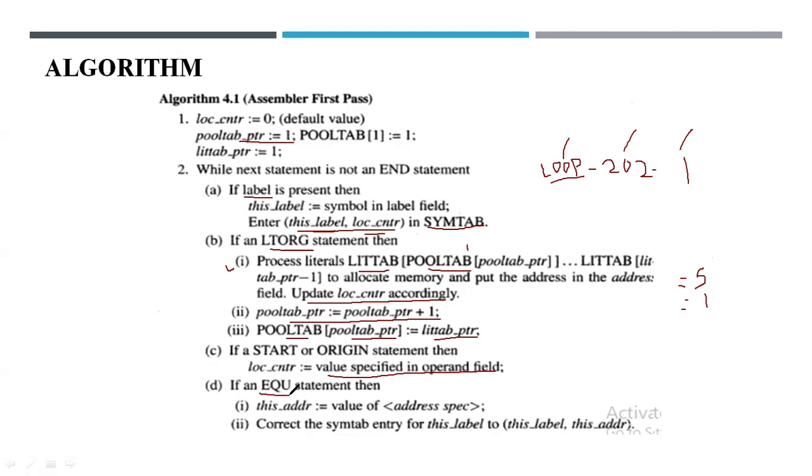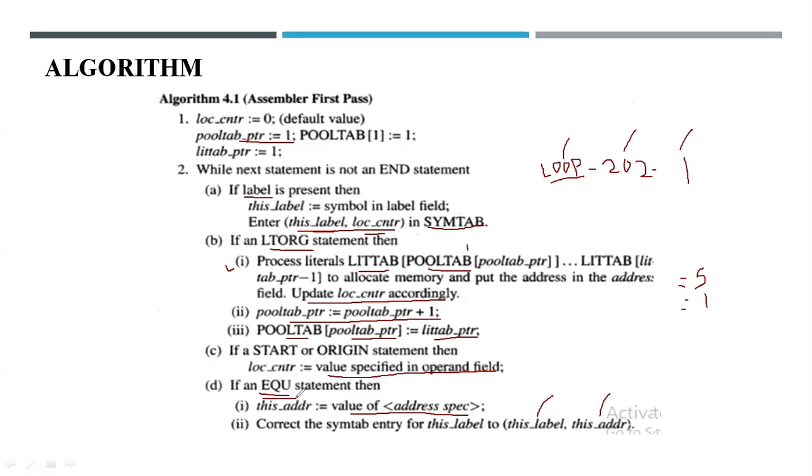What to do if an EQU statement is encountered? EQU, you know, is an assignment directive. What is that address? The address of the label is nothing but the value of the address specification. So this value is assigned. Correct the symbol table entry for this label with this address. It means the current label and address are to be added whenever EQU comes into the picture.